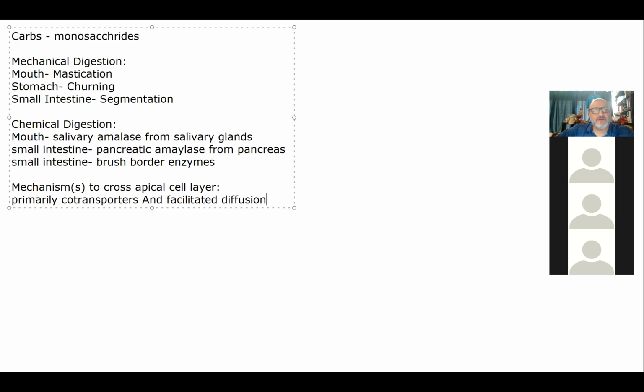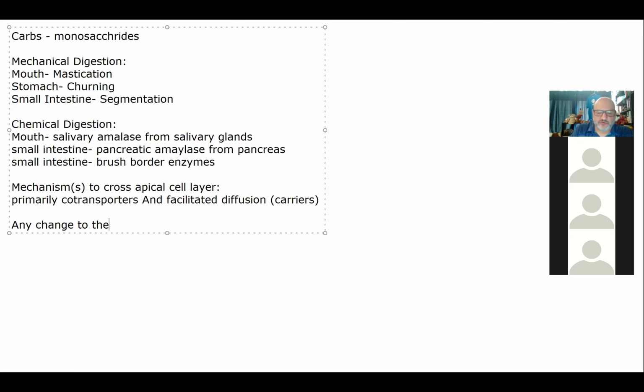Excellent. So that co-transporter again uses sodium. The facilitated diffusion uses carriers, instead of, for instance, just channels. Excellent. For consistency's sake, is there any change to the molecules inside the cell? No, still monosaccharides. Right, exactly.